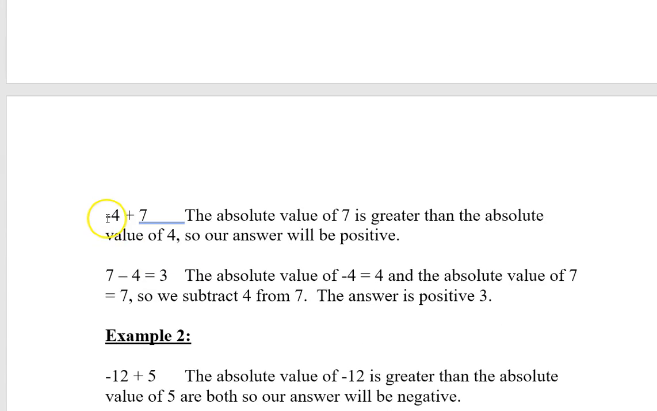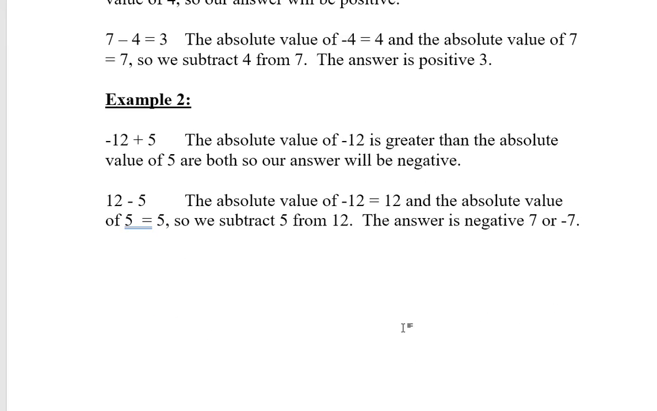All right? So if I have a negative 4 and a positive 7, the absolute value of 7 is the greater absolute value. So our answer has to be positive. Whatever number has the larger absolute value is the one that's going to dictate what our result is. So our answer is going to be a positive number. Now, again, I'm going to disregard what's positive, what's negative. I'm going to take my larger number and subtract my smaller number from it. So I have 7 minus 4, which is going to give me 3. So my answer is a positive 3.